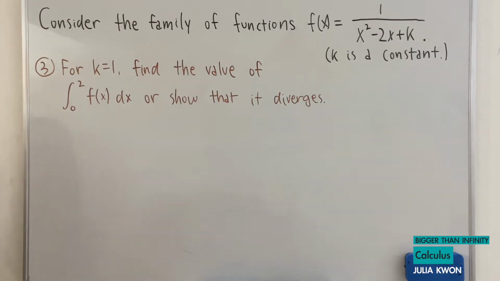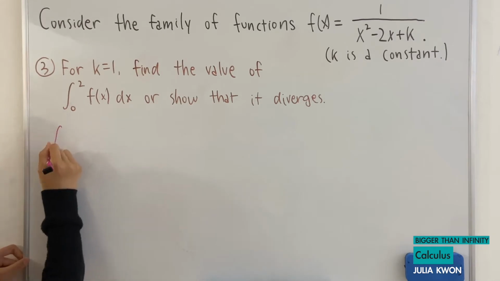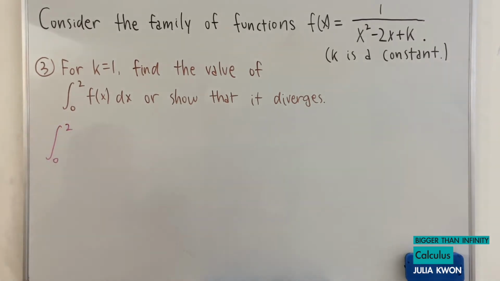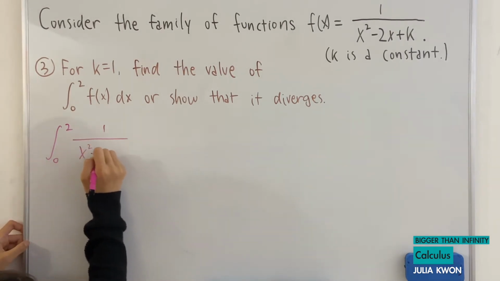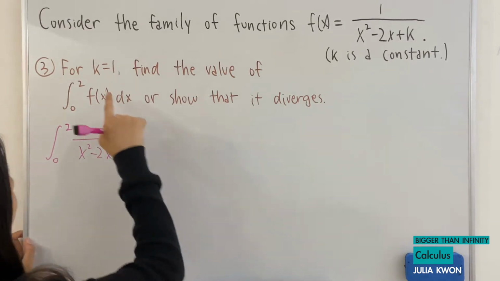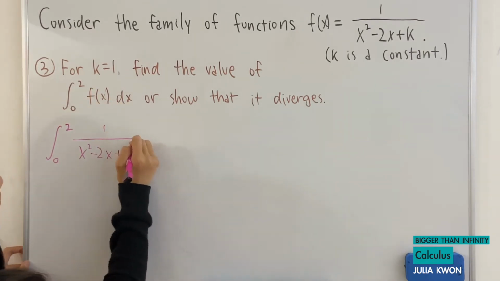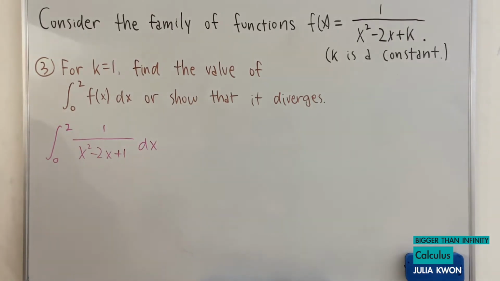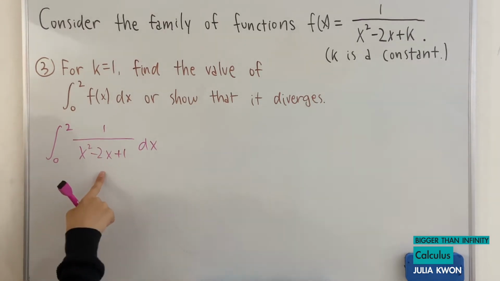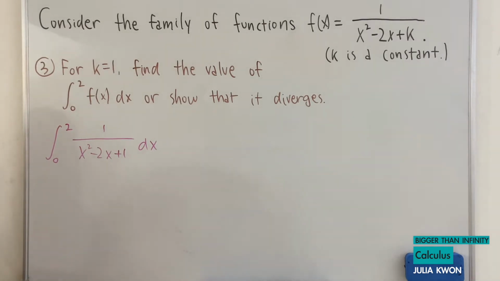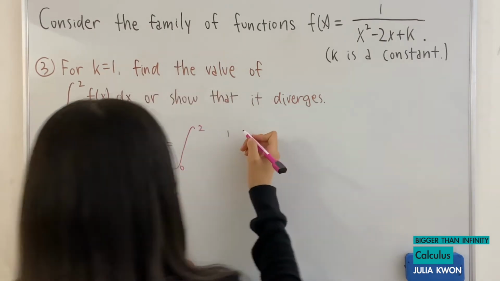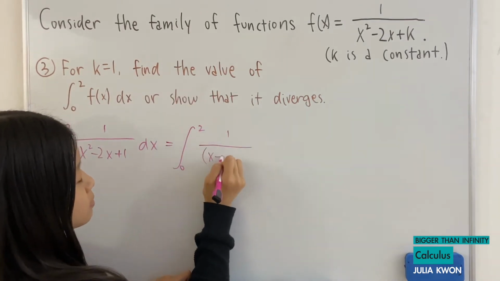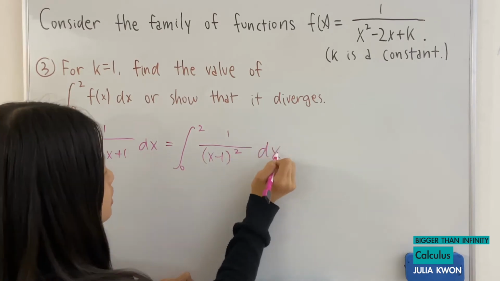Okay, so the first thing we're going to do is take the integral from 0 to 2 of f(x), which is 1 divided by x squared minus 2x plus k, and we're going to replace k with 1, so plus 1. And also, we can factor the denominator. If we do factor it, we have 1 divided by (x minus 1) squared dx.